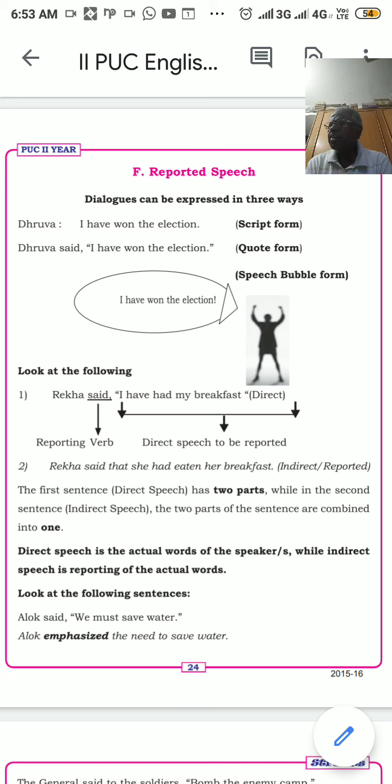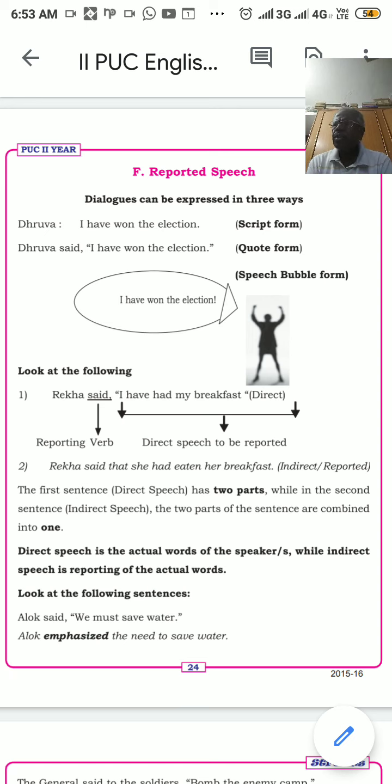We use verbs of command. The teacher said to Arun, "Stand up." It's a command, so we have to change this verb into a commanding verb. The teacher ordered Arun to stand up. Said becomes ordered, then the infinitive form, to stand up. Very easy though.